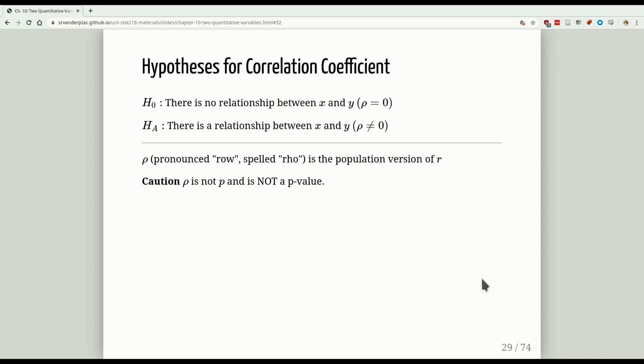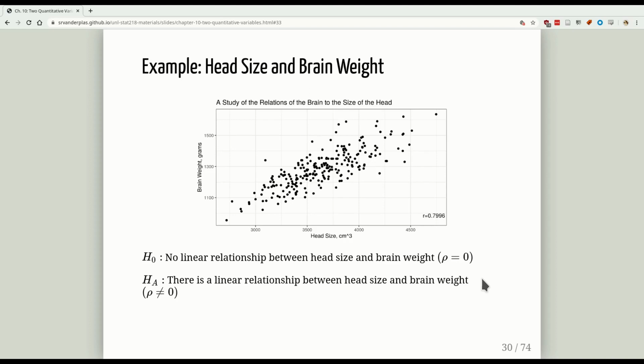So the letter rho is the population version of r, and even though it's the Greek letter for r, it tends to look a little bit like p. So please be careful when you write rho. Make sure that you don't confuse it with p. It's not a proportion. It's not a p-value, right? It's a correlation coefficient. All right? So just be careful.